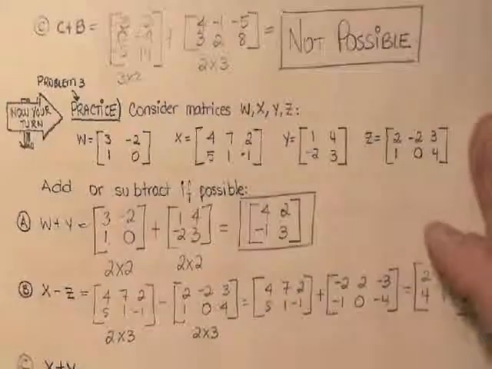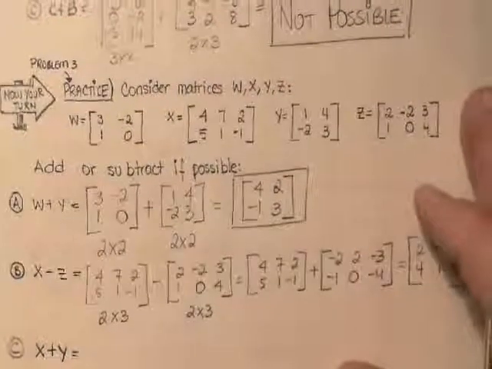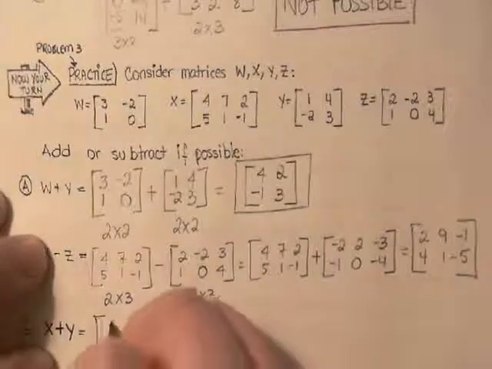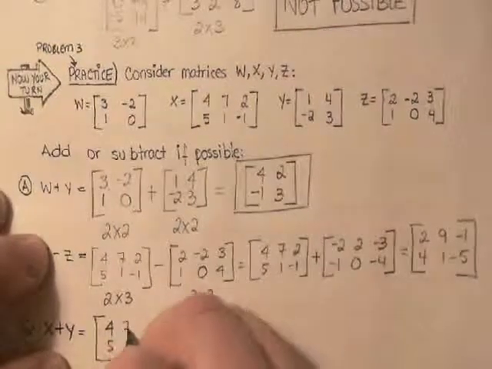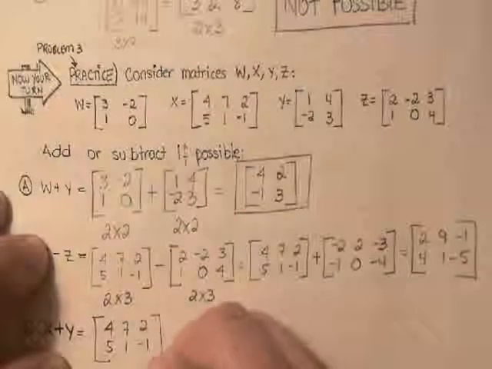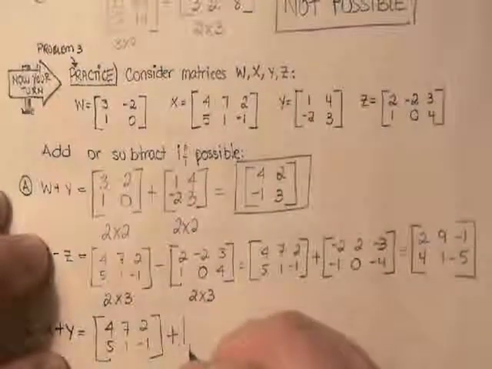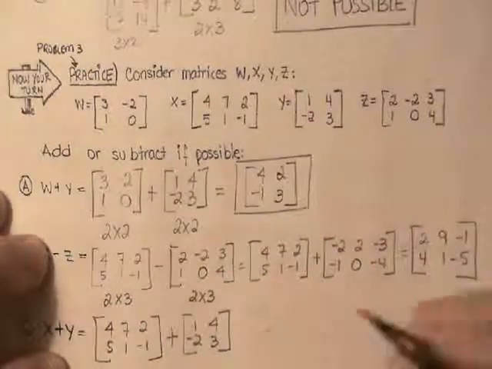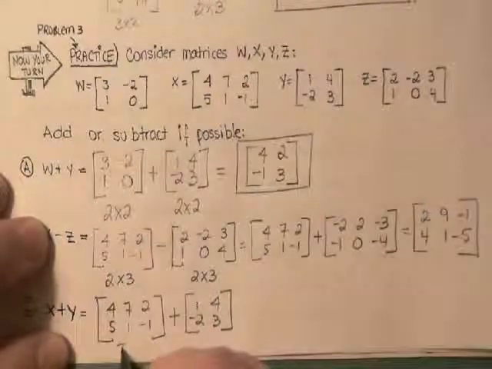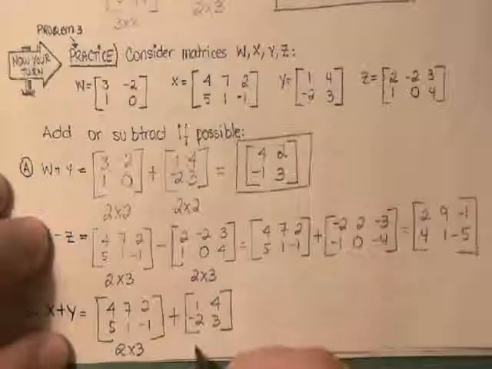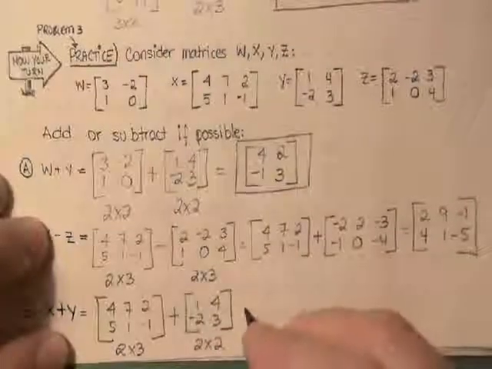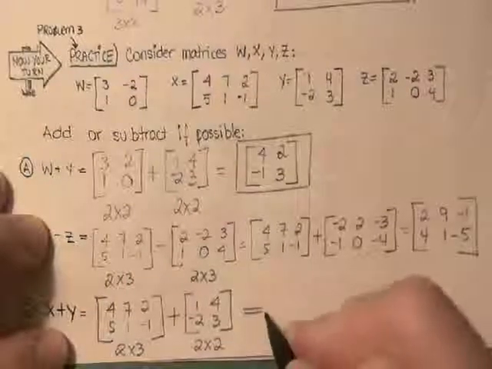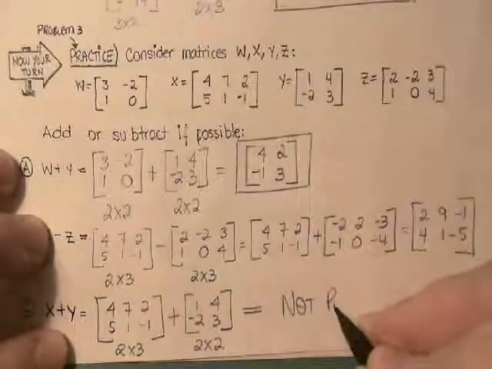Okay? And let's try the last one here. Last one is X plus Y. So let's copy the matrix. So 4, 5, 7, 1, 2, negative 1, plus 1, negative 2, 4, and 3. And we notice that this is a 2 by 3, and this is a 2 by 2. And by definition, you cannot combine or add or subtract matrices that have different dimensions, so you just write not possible.